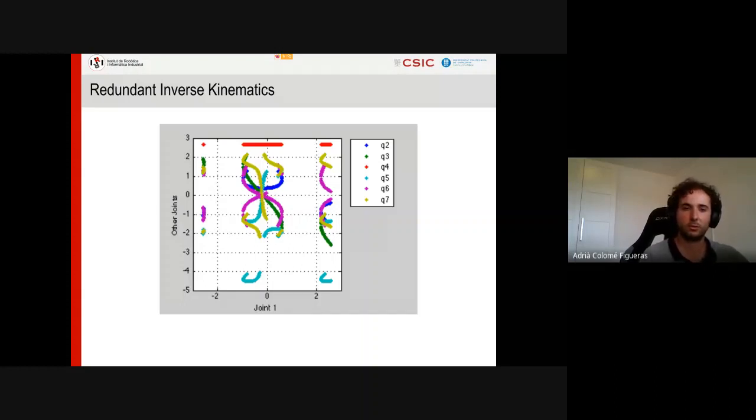Because if your solution disappears from the feasible solution set, suddenly the robot will want to go towards, imagine, the middle column solutions, and this will represent a big jump in the joint space of the robot. So basically the robot will either make a very fast move or just have one of these emergency stops, and this is something you do not want when you are working in human environments.